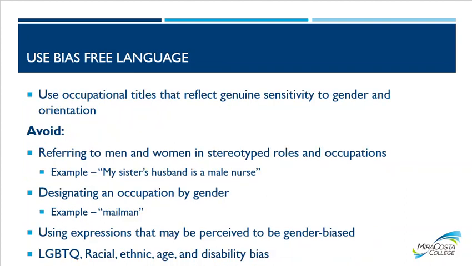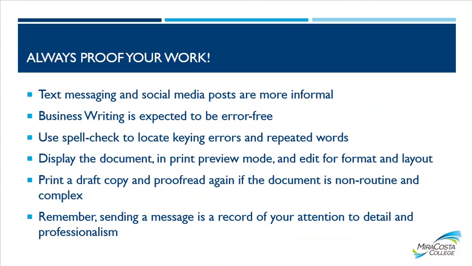Use bias-free language. Use occupational titles that reflect genuine sensitivity to gender and orientation. Avoid referring to men and women in stereotyped roles and occupations. An example would be, my sister's husband is a male nurse. You don't have to put in the word male. You can say, my sister's husband is a nurse. Designating an occupation by gender, an example would be mailman. Avoid using expressions that may be perceived to be gender biased, and LGBTQ, racial, ethnic, age, and disability bias. Always got to be careful of how and what you are saying.